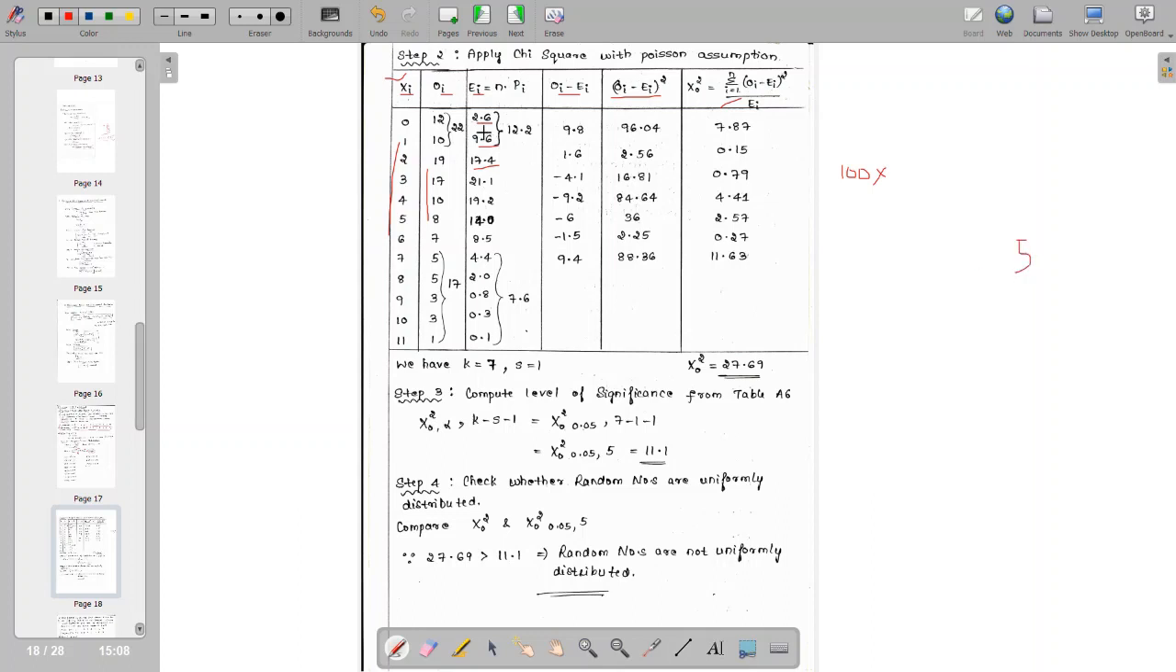So take 2.6. Is 2.6 greater than 5? No. Then we need to add the second interval value of expected frequency. After adding these two, we will get 12.2. Is 12.2 greater than 5? Yes. Then we need to stop it.